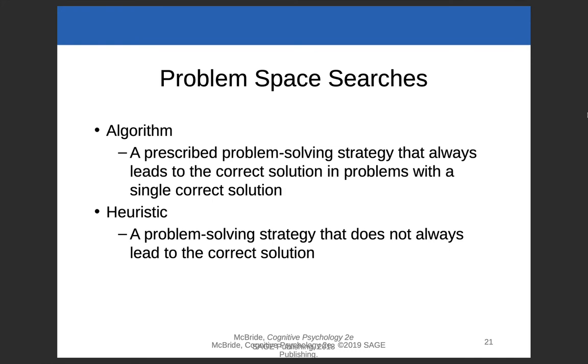On the other end, we have what are called heuristics, and heuristics are not step by step instructions. They are strategies, and they're strategies that don't always necessarily lead to a correct solution. They're basically rules of thumb, general guidelines that you would follow to deal with particular problems. A classic example of a heuristic is do unto others as others would do unto you. That's a heuristic.